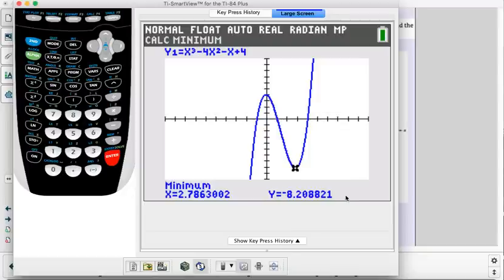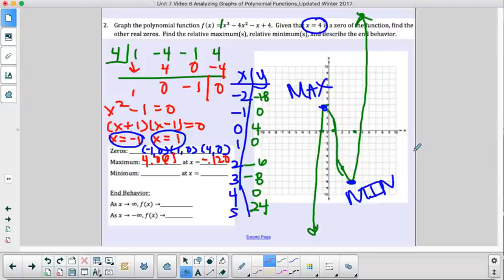So there is my minimum value of negative 8.209, and then at the x value. So let's write that down. So we had negative 8.209, and then x was 2.786. And let's talk about end behavior. As x goes to infinity, so as we move this way, what's happening to my y's? They're getting bigger, so they go to infinity. As we go to the left, my y values are getting smaller, so they're going to negative infinity.